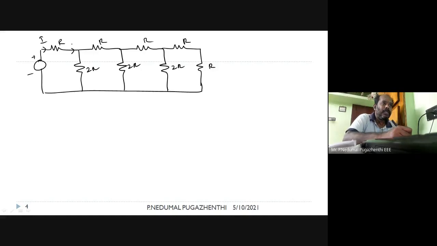Up to this point, you will have a current I. After that, this is divided into I1 and I2. Up to this point, you will get I2. You will have a division of I3 and I4 afterwards. This is I4. After this, you will have I5 and I6. So from the previous step, I found I1 is equal to what? I1 is equal to I by 2, which is equal to I2.